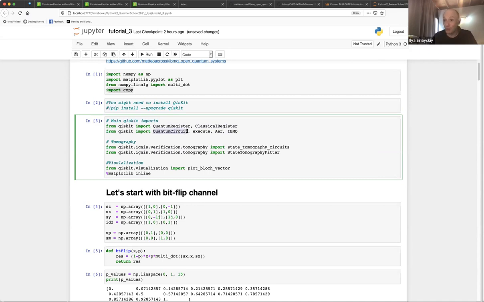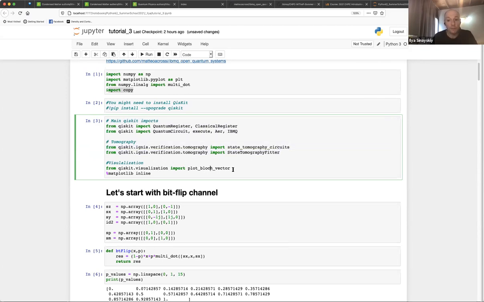We need something which runs the circuit, a simulator. And if you want to run it on a real machine, we need this class, which will contain the tools to communicate with the real machine. I'm going to do a state tomography, so we need a couple of functions for the state tomography.